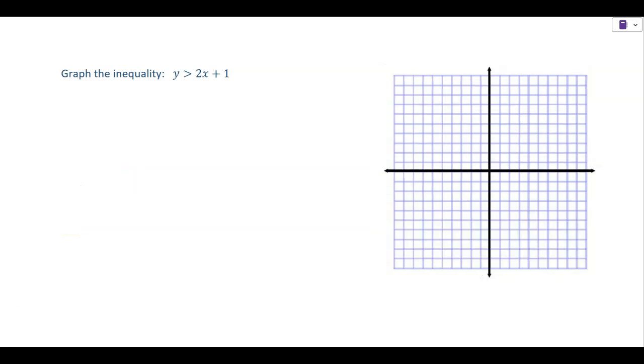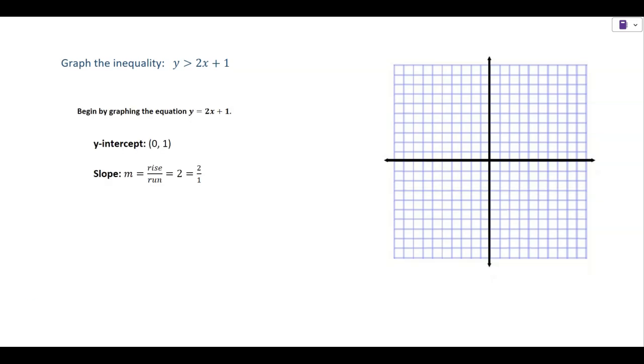Okay, we're going to graph the inequality y is greater than 2x plus 1. What you want to do is begin by graphing the associated equation. Just keep in mind that when you're graphing inequalities with less than or greater than, without the equality, when you graph the line, you're going to use a dotted line.